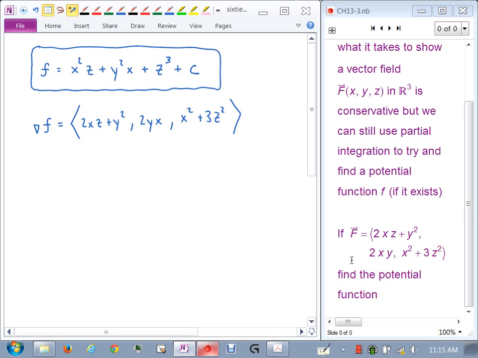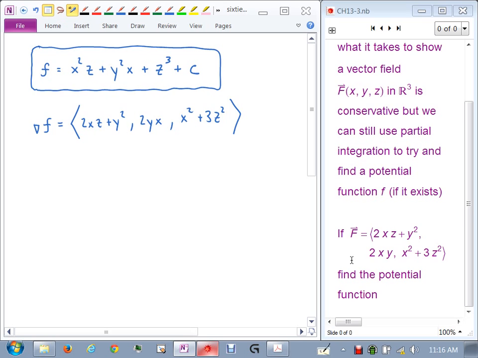So if you're given a vector field and you're asked to show it's conservative at this point, you would need to be able to do partial integration to find a little f. Are you guaranteed it's going to happen? No. You're not guaranteed. So not the next section, but the one after that.